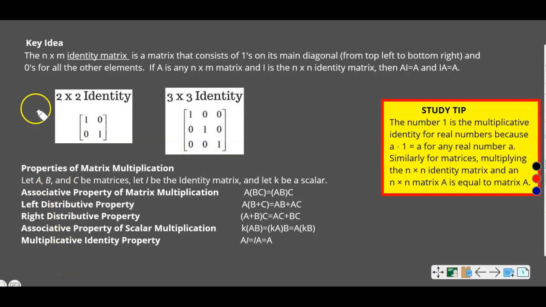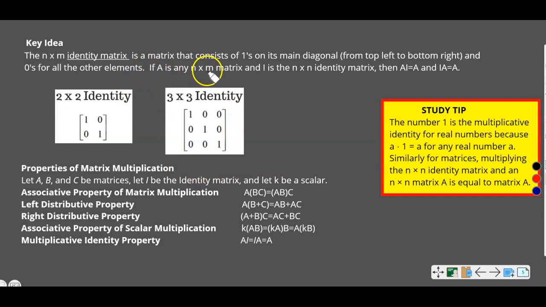All right, some other key ideas that you need to be aware of. So the M by N identity matrix is a matrix that consists of ones on its main diagonal from top left to bottom right, and zeros for all the other elements. So if you see a matrix that looks like this, this is called the identity matrix. This is the identity matrix for a 2 by 2. This is the identity matrix for a 3 by 3. If you wanted to know about the identity matrix for a 4 by 4, you would add another 1 in the corner and zeros everywhere else.